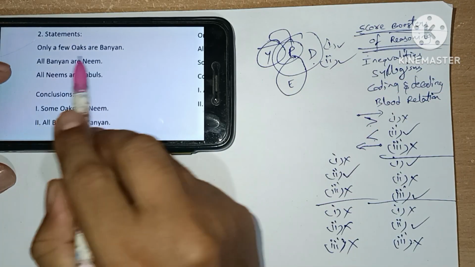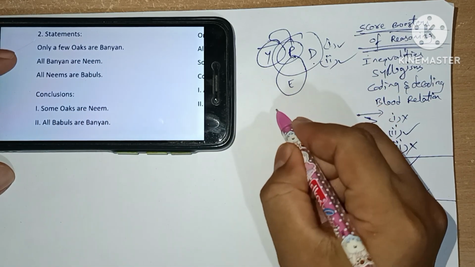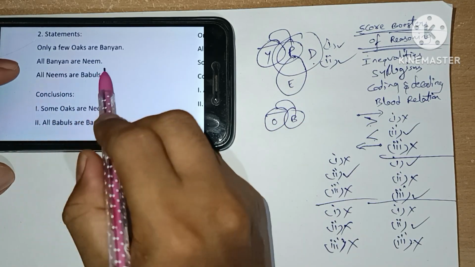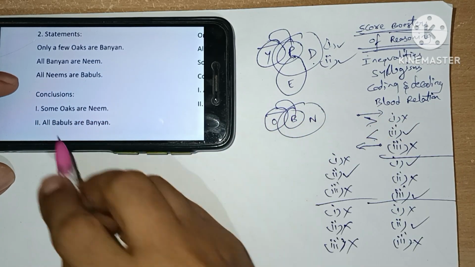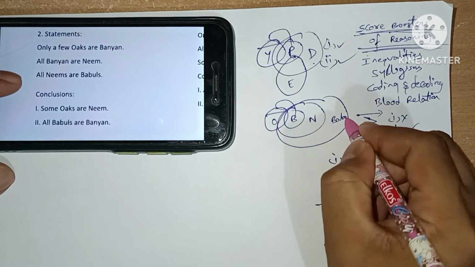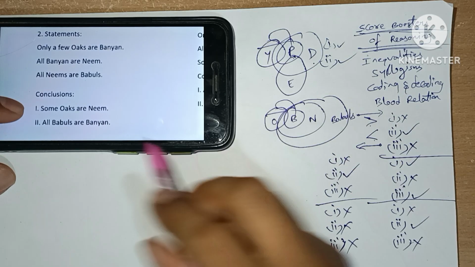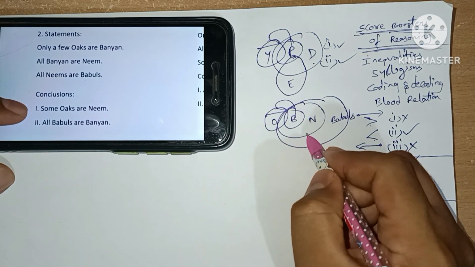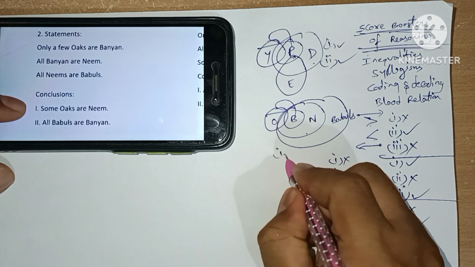Second question, only a few oaks are banyan. All banyan are neem. All neems are bubbles. Let's see the conclusions. Some oaks are neem. Some part of oaks is sharing with neem as it is true. So the first conclusion is true.